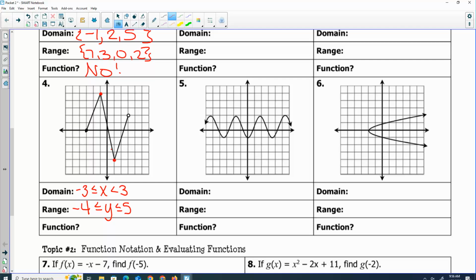To decide if it's a function, I am seeing if it passes the vertical line test. That means if I draw a vertical line, it can only hit my graph once. And when I look, no matter where I draw that vertical line, it only touches my graph once, so it is a function.